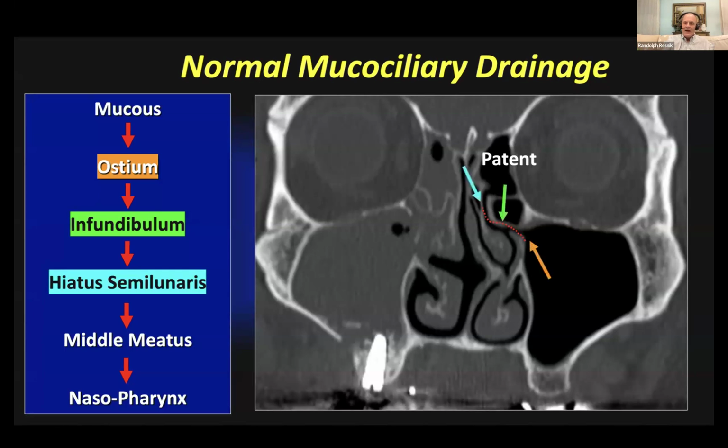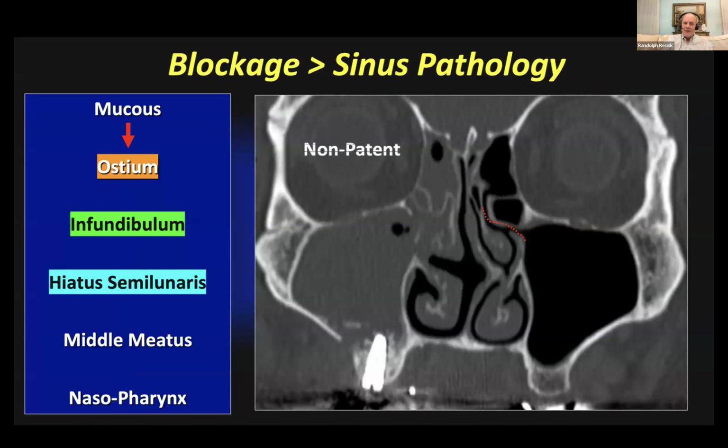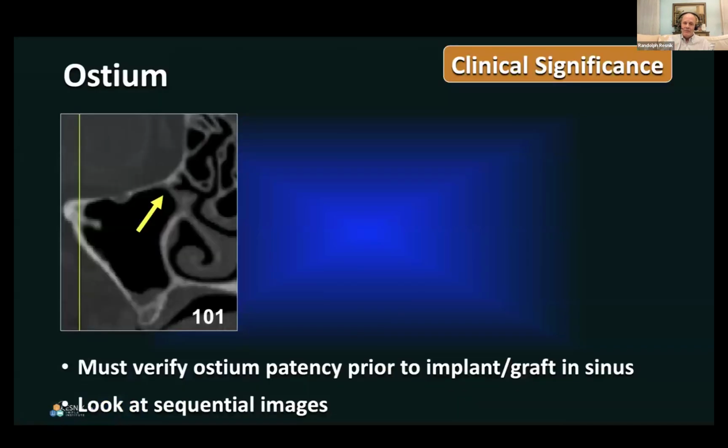If we do not have that patent, then what ends up happening, such as on this left side or the center of your screen, that is what is called non-patent. There is no ostium opening. Therefore, that mucus is going to sit in the sinus, or any irritants in the sinus. It's going to stop the mucociliary reaction, and then we're going to end up with infection and or failure of our implant and graft. Therefore, it is very, very important that before you go into the sinus, you verify that it is patent.